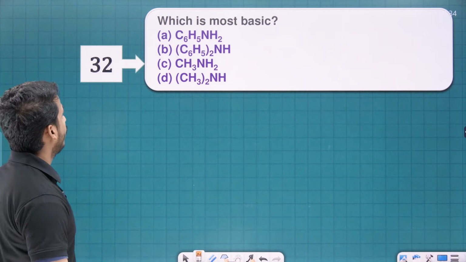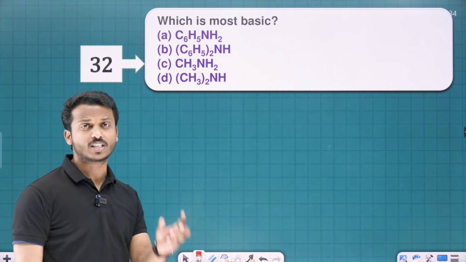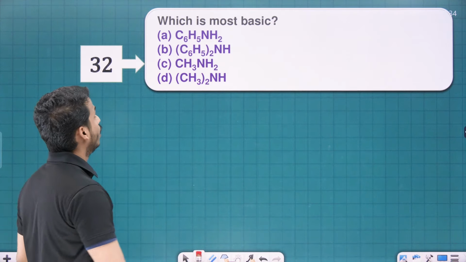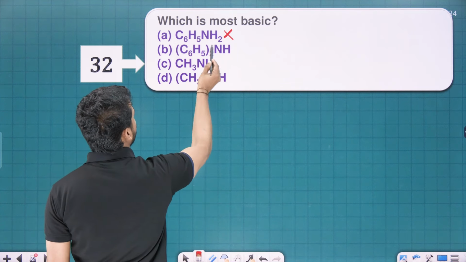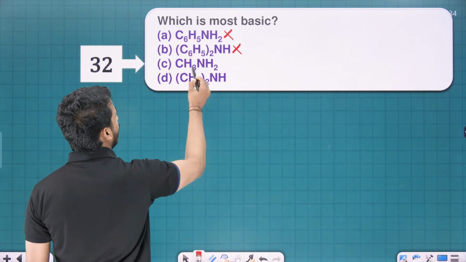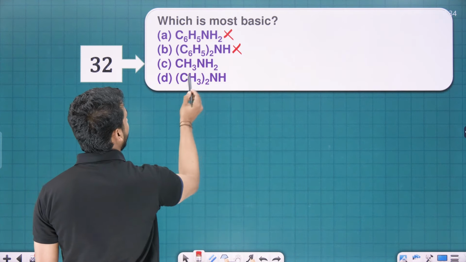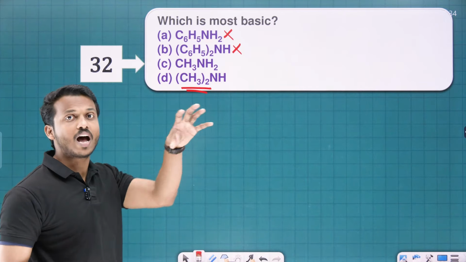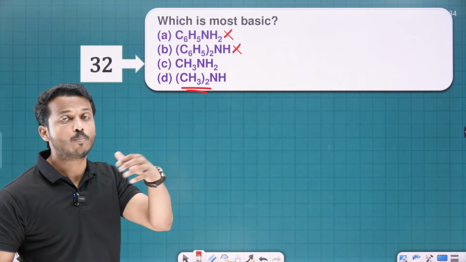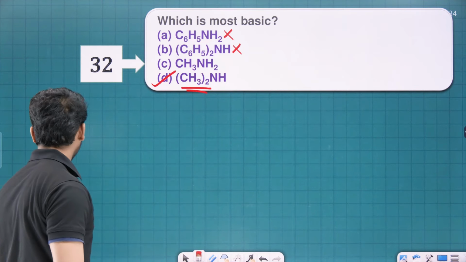Next question. Which is most basic? So basicity is a repeated question for exams. This is the amine chapter. Amines are basic. Which is most basic? Dear all, this is aromatic, leave it. This is also nitrogen connected to benzene, aromatic. Yes, C is what? Aliphatic. Oh, no. This is aliphatic, this is also aliphatic. Here more alkyl groups are there. The more the alkyl groups, the more donating group, more plus effect, the more the basicity. So let's go with option D.